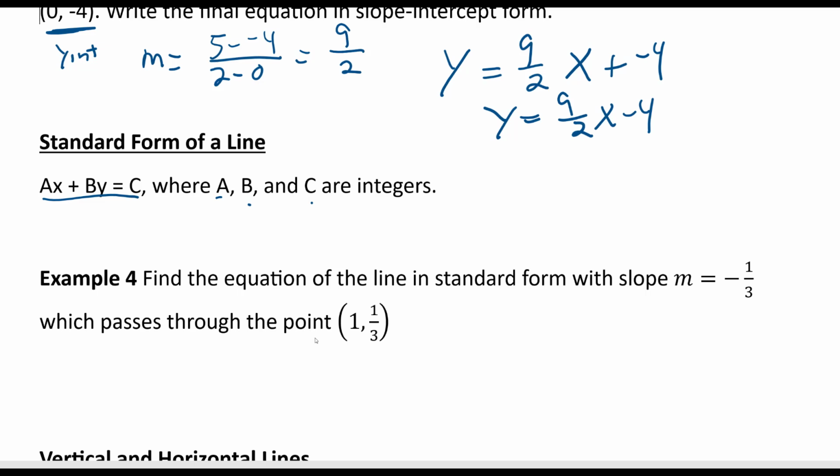The other unwritten rule, I think, is that they like to have neither a nor b be fractions, but if anything, a is not a fraction, b might be one. But anyway, let's look at this next one where we're going to write it in standard form. I think you'll see what I mean.